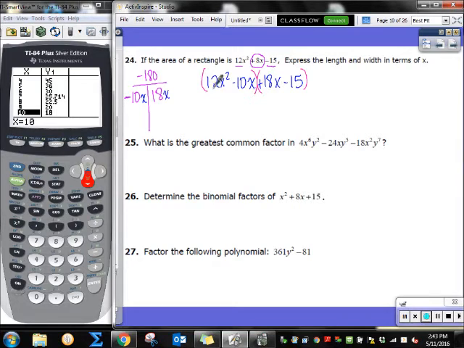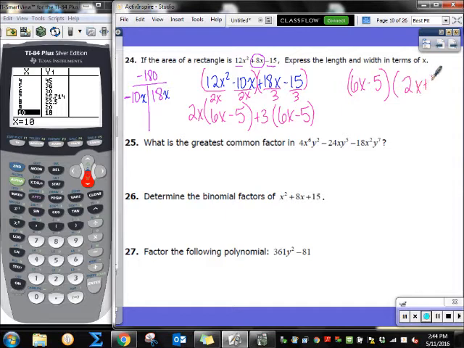So out of the first one, the greatest common factor is going to be a 2x. We have to divide by 2x to get our leftovers. So that's going to be 6x minus 5. Out of the second parentheses, we can take a 3, so a plus 3. If we divide both of those by 3, we're left with 6x minus 5, which is a good thing because those parentheses have to match. So that makes our final factored binomials 6x minus 5 times 2x plus 3.